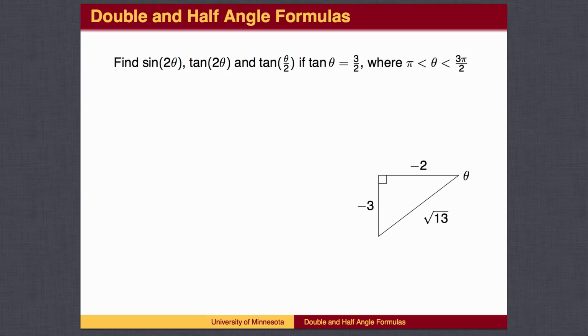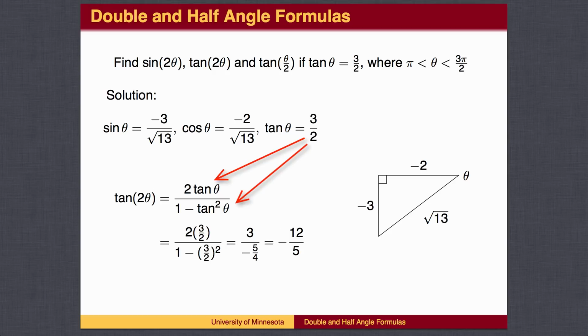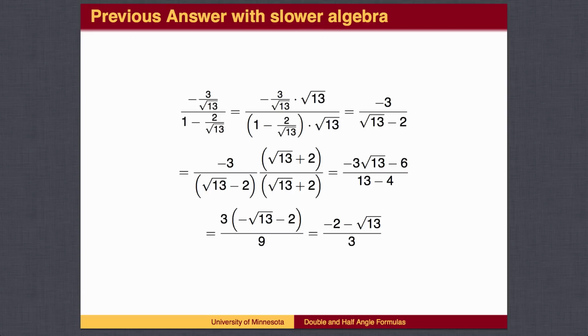We can read the values of sine, cosine, and tangent from the triangle, and then plug them into the appropriate formulas. First, the formula for the sine of 2 theta. Next, the formula for the tangent of 2 theta. And finally, the formula for the tangent of theta over 2. Here we have worked out the simplification for the previous example.